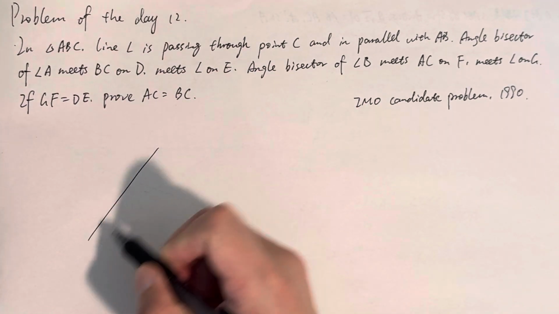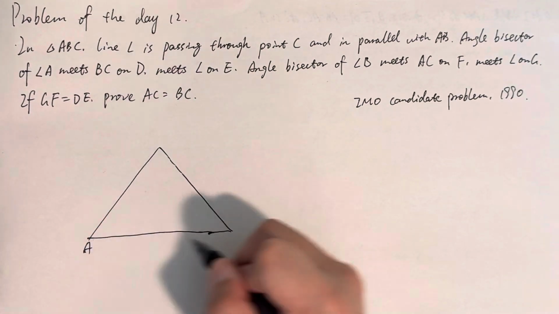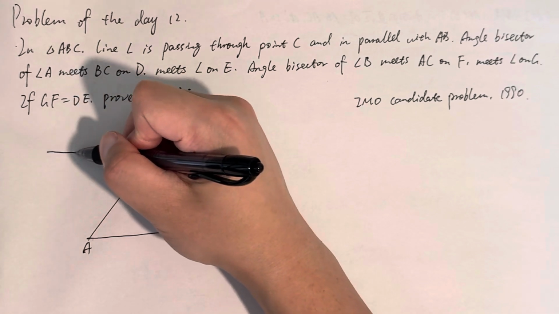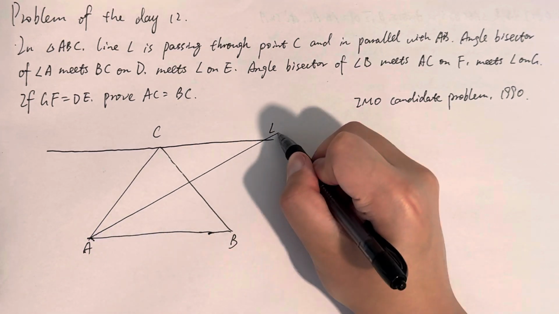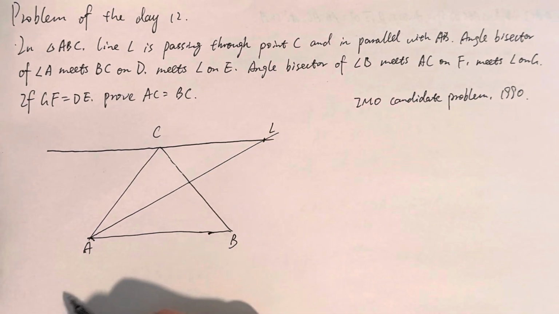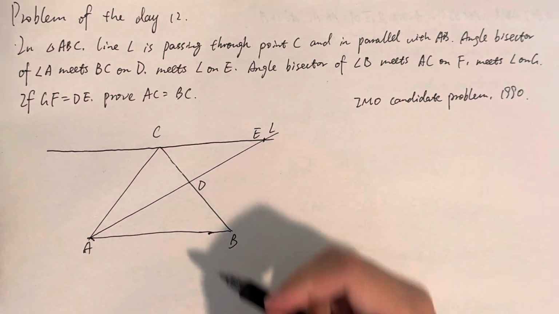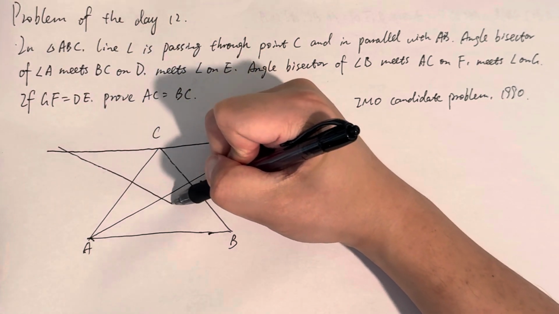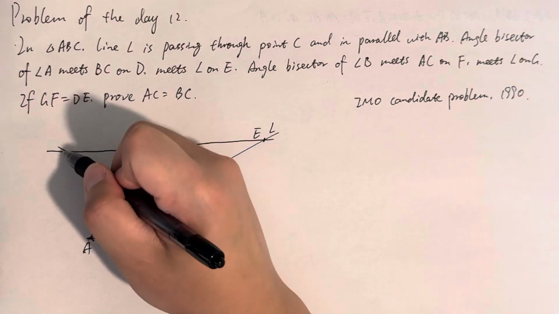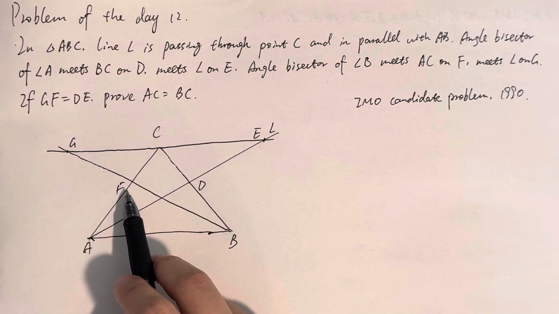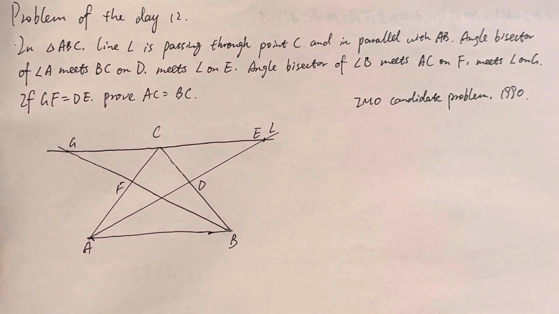So let's just draw the figure first. A, B, C, L. So this is the angle bisector of angle A, which meets BC at D and meets L at E. The angle bisector of angle B meets CA at F and meets L at G. If GF equals DE, prove that AC equals BC.